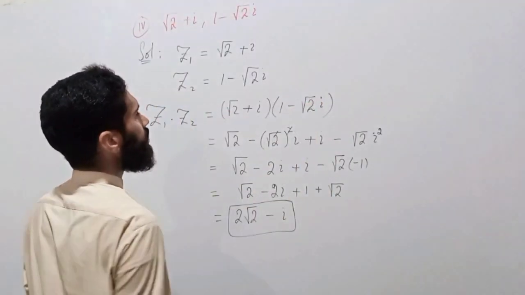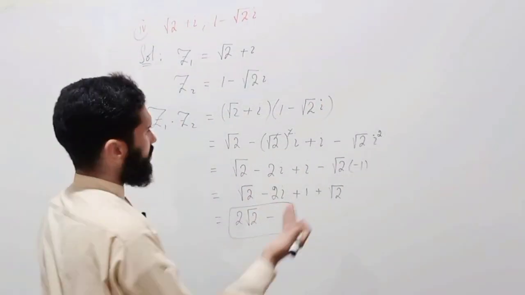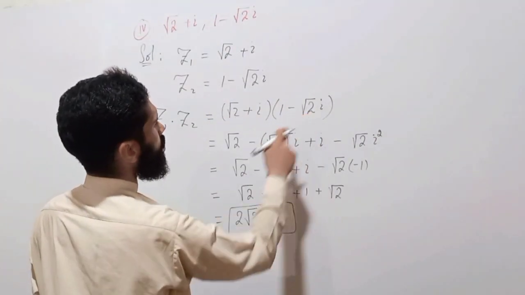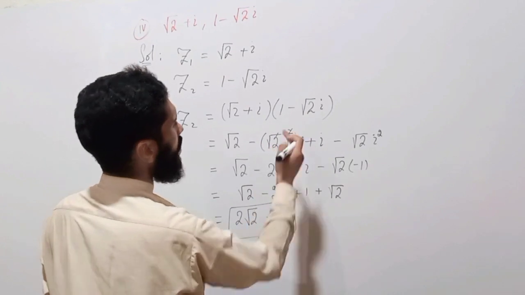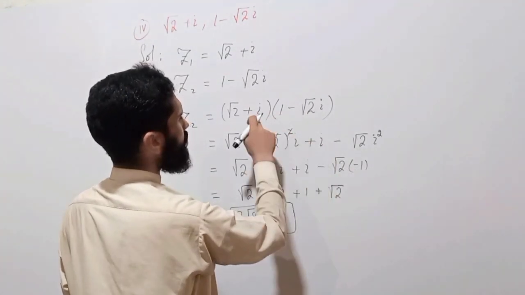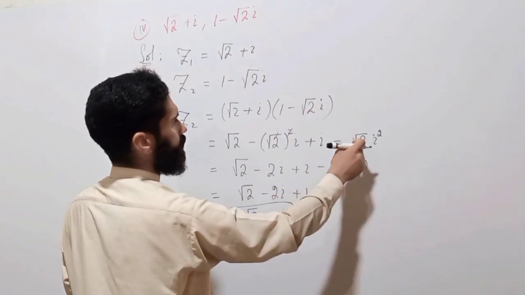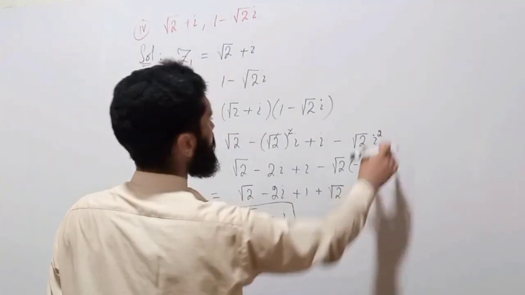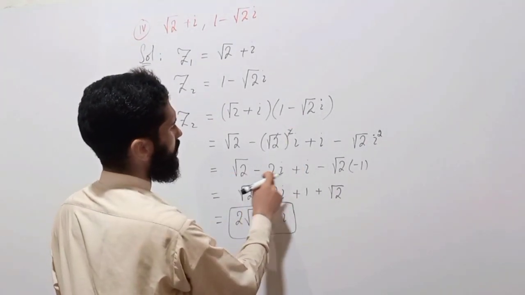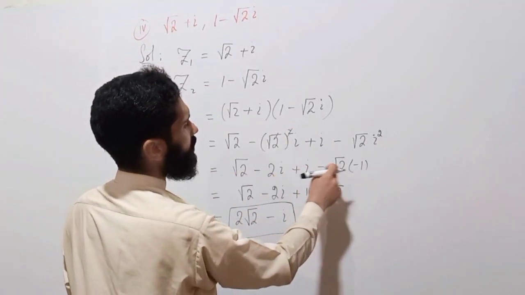First term of the first complex number times the second: square root 2 times square root 2 is square root 2 squared, minus square root 2 times iota, then iota times 1 is iota, and iota times minus square root 2 gives iota squared. Since iota squared is negative 1, we get square root 2 squared, minus square root 2 iota plus iota minus square root 2.